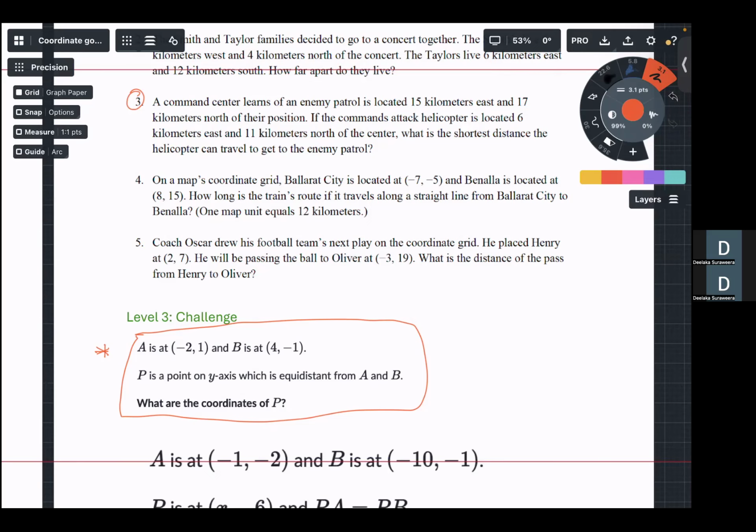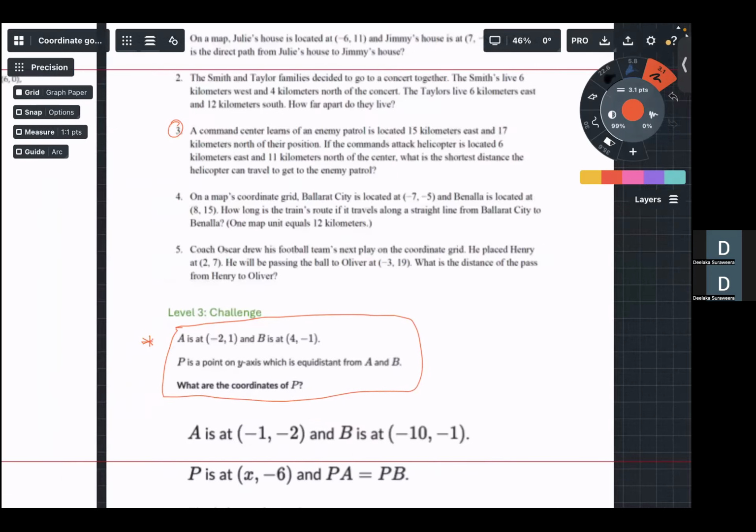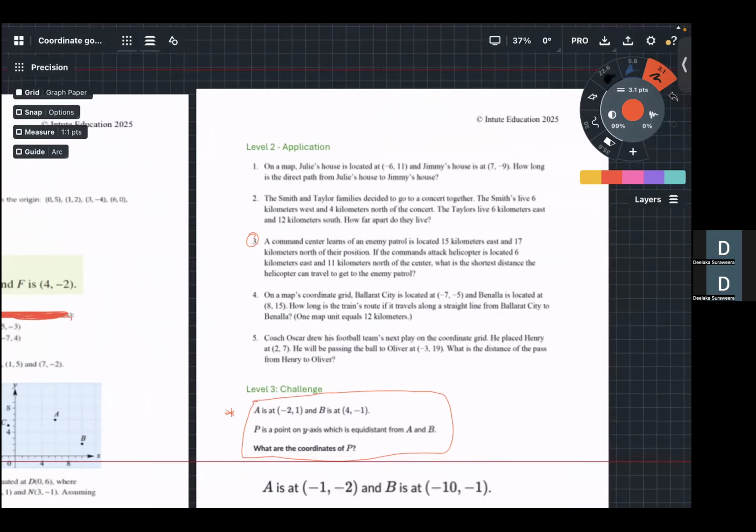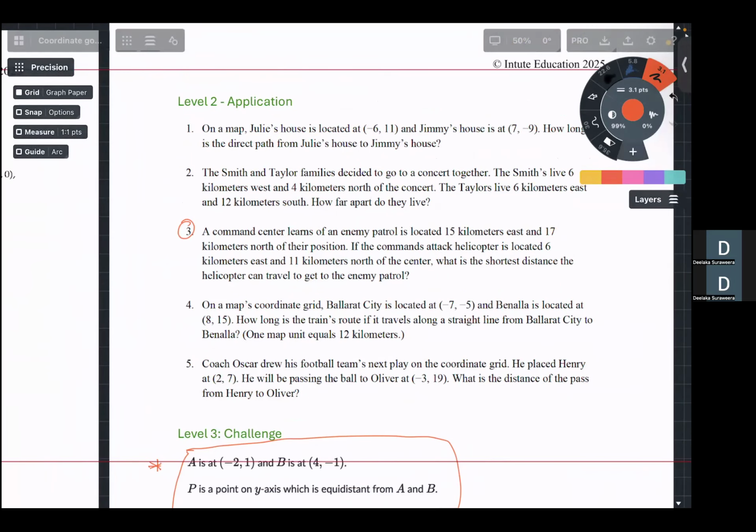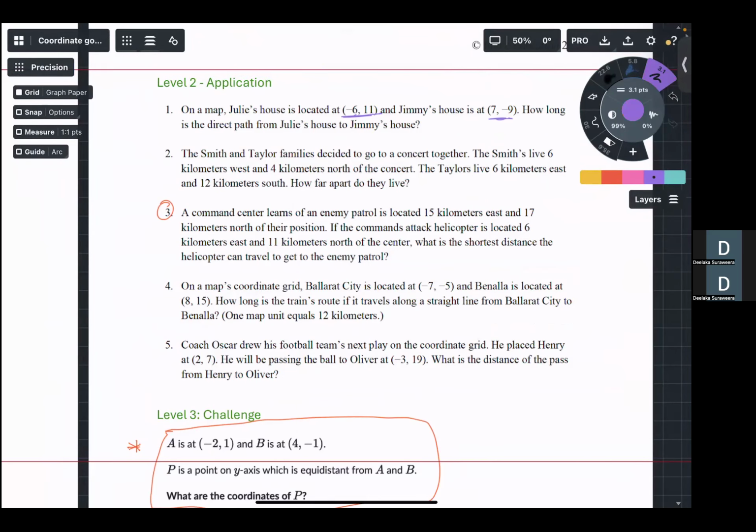Who's struggling on question 3? If not, I can go for an easier question to warm up with even. You can just do question 1, if you're struggling with 3, just find the distance between these two coordinates.